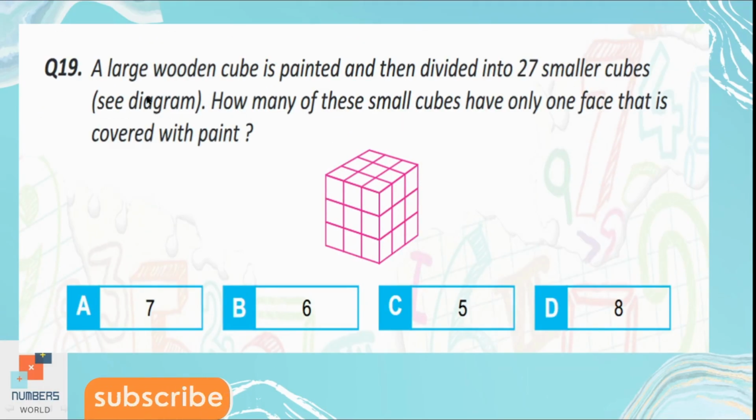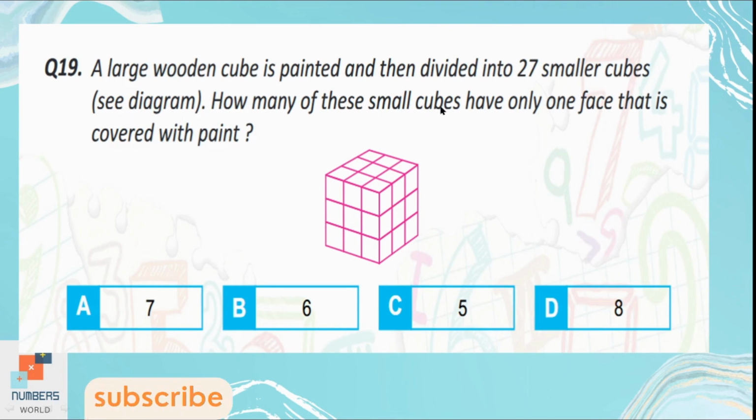Question number 19. A large wooden cube is painted and then divided into 27 smaller cubes. See diagram. How many of these small cubes have only one face that is covered with paint? So if we look at the cube at the corner of the large cube, 3 faces of this cube will be painted.